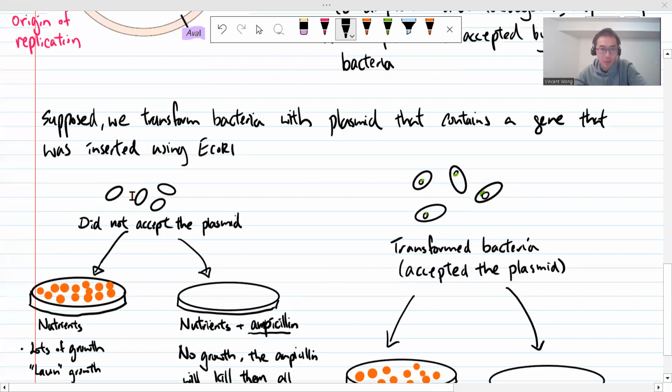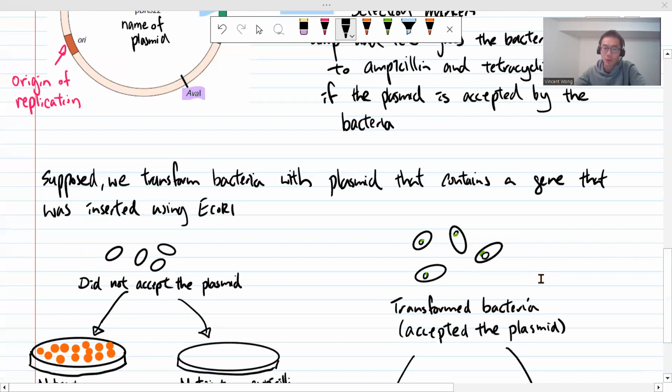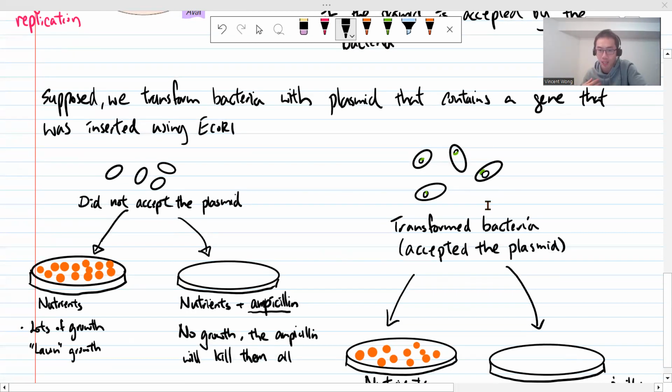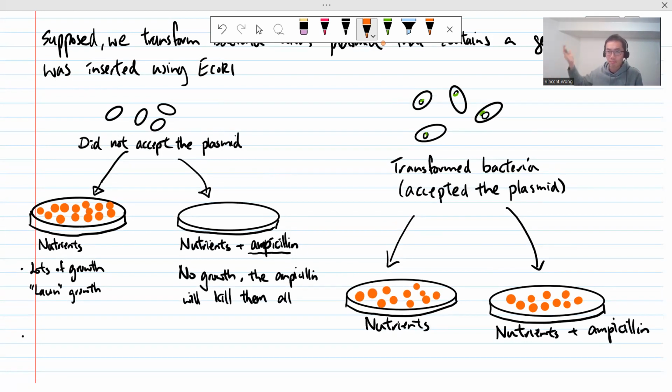Let's take a look at the plasmid. What's in the plasmid? Well, the plasmid has an ampicillin-resistant gene, doesn't it? Right? So if the plasmid is accepted by the bacteria, the gene will give them resistance to ampicillin. So if these are bacteria that have been transformed, they have accepted the plasmid, then they will gain the resistance. They will be able to grow. The antibiotic doesn't bother them. They're like, ampicillin, I don't care. I have the ampicillin resistant gene because I have accepted the plasmid.